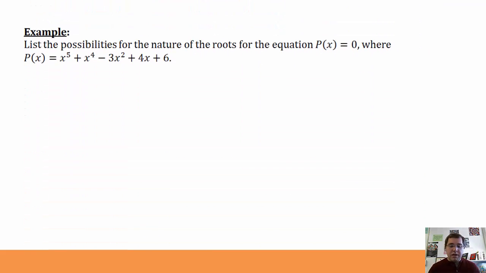List the possibilities for the nature of the roots of the equation p of x equals 0, where p of x equals x to the 5th plus x to the 4th minus 3x squared plus 4x plus 6. Okay. So according to Descartes' rule of signs, since I've got real coefficients, and this is written in decreasing powers of x, I have to count the number of times the sign changes. So it starts out positive, still positive when I get to the second term. Then it turns to negative, so that's one change, from positive to negative. And then it changes from a negative term to a positive term, so that's a second change. And then it stays positive after that. So that's 2 variations of sign.